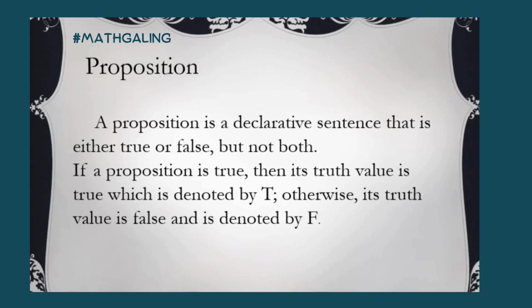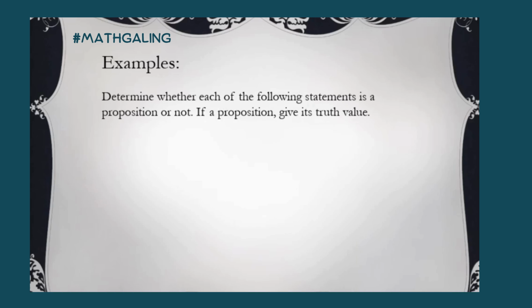A proposition is a declarative sentence that is either true or false, but not both. If a proposition is true, then its truth value is true, which is denoted by T. Otherwise, its truth value is false and it's denoted by F. So here are the common examples of propositions.